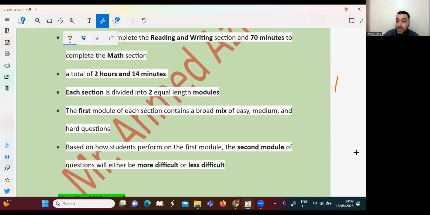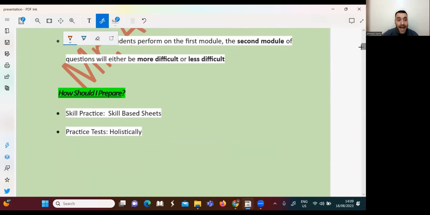Now, let's start with how should I prepare? We have 2 steps of preparation. The first step is the skill practice, which is skill-based sheets. You need to study 1 skill at a time. This is for grade 9 and 10. Just 1 skill at a time. When you finish this skill, move to the other skills.